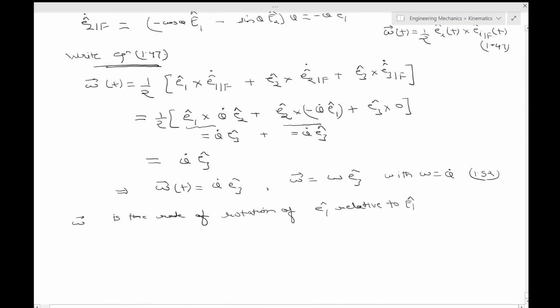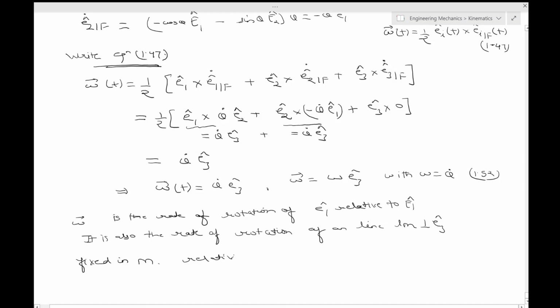Now it is also the rate of rotation of any line LM perpendicular to E3 hat fixed in M, relative to any line LF perpendicular to E3 hat fixed in F, since phi dot is equal to theta dot plus beta dot, let me just show you these symbols, is equal to theta dot. Let me now show that.